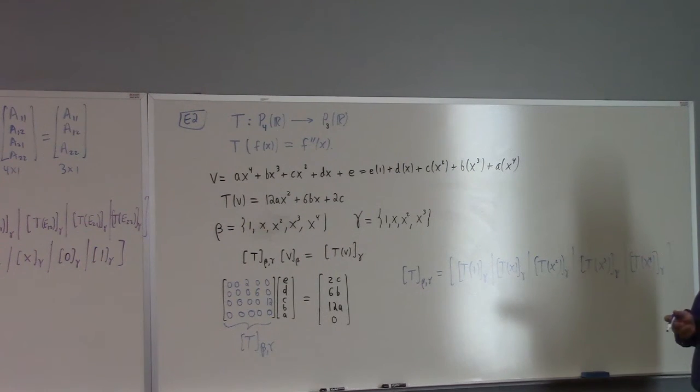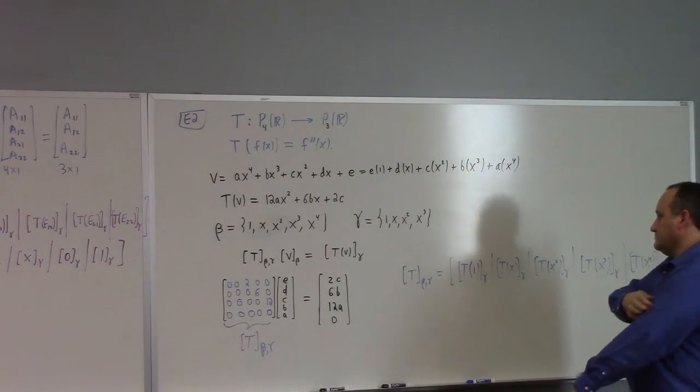See, because the second derivative of 1 is 0, and the second derivative of x is 0. That's why the first 2 columns are 0. And then we start picking up non-zero terms. Any questions? Are we good? Yes? No? Maybe so? Yep.